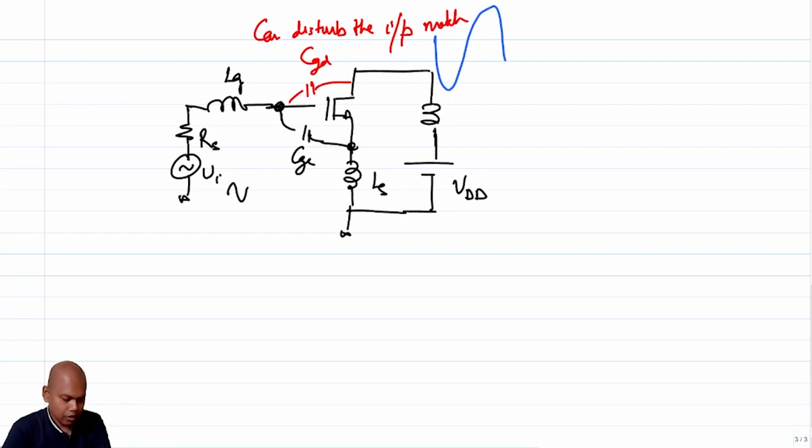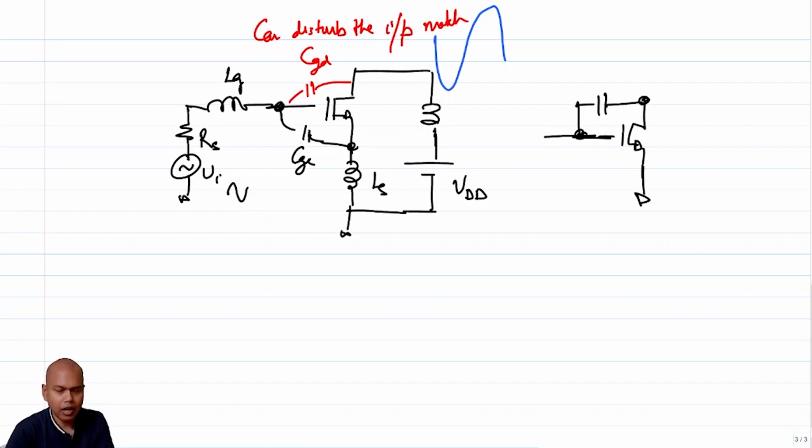So now, without going into the very brute force analysis of this, if you want to get an approximate idea about why this can affect the input match, even though this is not a one-to-one example, you can probably get an idea through this common topology.